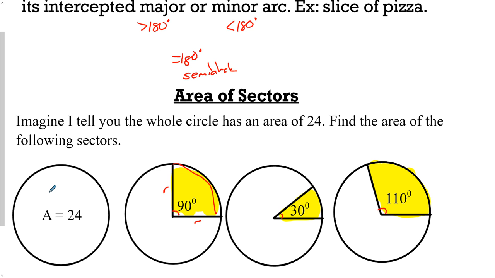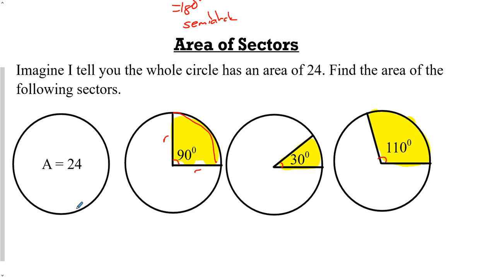Okay. So let's imagine that I told you the area of this entire circle was 24. How could we find the area of these sectors? So if the full circle is 24, how much would this yellow sector be? This one you might be able to do just by looking at it. Well, you'll say, that's a fourth of it. So a fourth of 24 is 6.